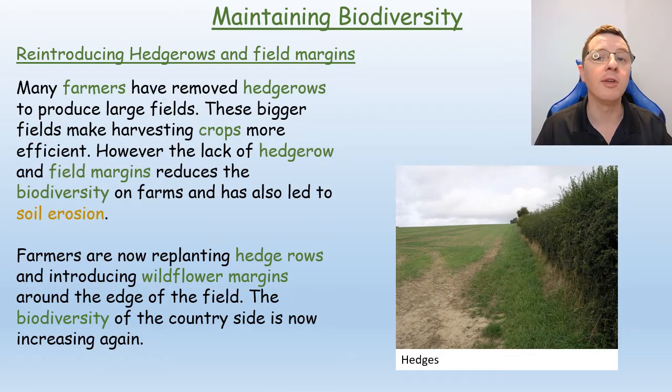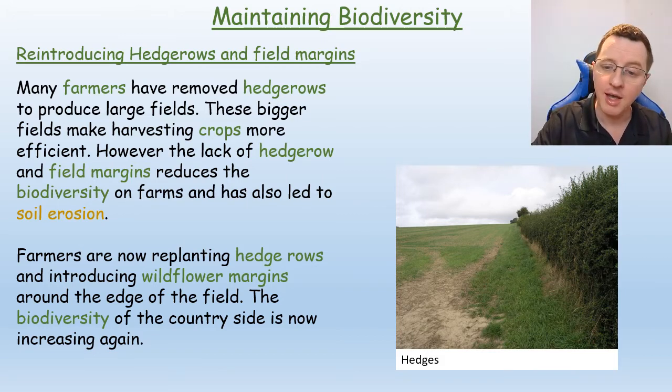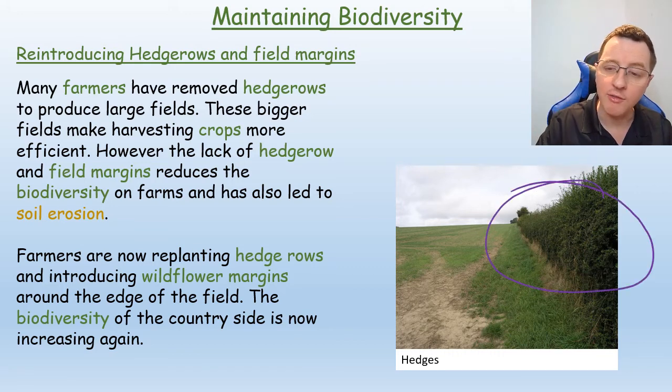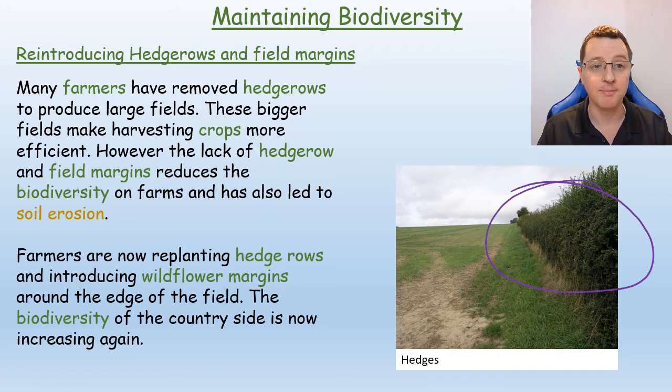Another method of maintaining biodiversity is to reintroduce hedgerows and field margins. You can see here an example of a hedgerow at the edge of a field in the UK. Many farmers have removed these hedgerows to produce large fields. These bigger fields make harvesting crops far more efficient, and this is something that's desirable to a farmer because there's less wastage of money and time when trying to gather in the crops.